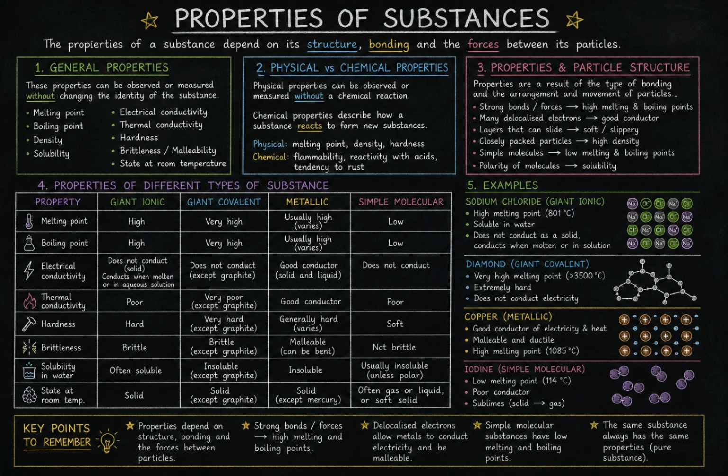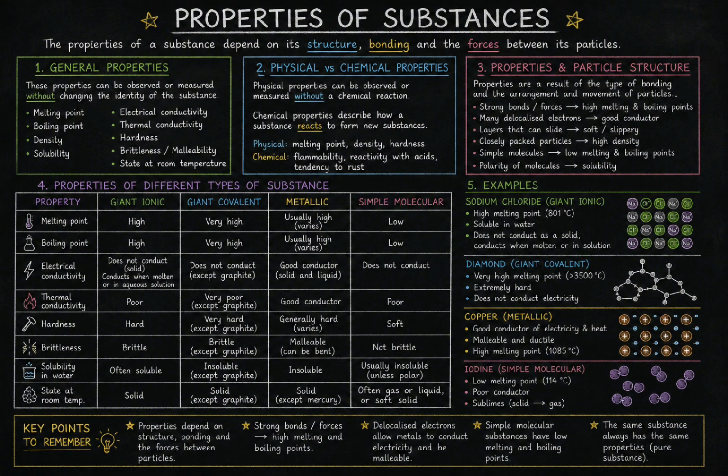Properties of substances. Now let's explain why different substances have different properties. The properties of a substance depend on its structure, its bonding, and the forces between particles. Let's compare them. Giant ionic: high melting and boiling points. Conduct electricity only when molten or dissolved. Hard but brittle, often soluble in water.